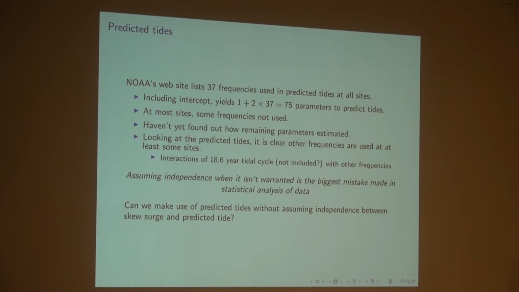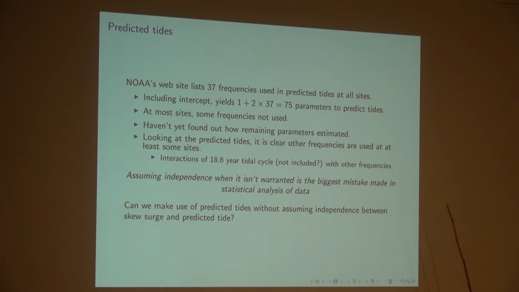All right, so where do those predicted cycles come from? Well, they come from NOAA. What does NOAA do? I still don't actually know yet, although I haven't exhausted all the opportunities. Bob knows someone at NOAA who claims to understand what exactly they're doing. So what you can find at the NOAA site is there's 37 different frequencies for which they assume that there's a sine and a cosine, and somehow they estimate the parameters.